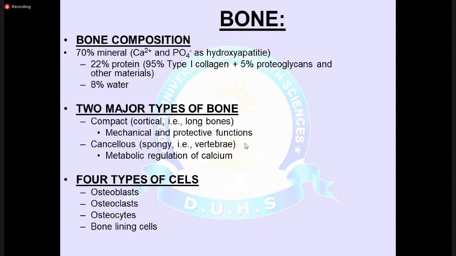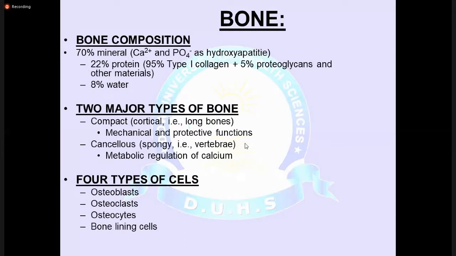Now coming to the types of bone. There are two types of bone, the compact bone and the spongy bone. The compact bone, also known as the cortical bone, is a hard and dense material forming about 80% of the bone in the body, and its main functions are mechanical function and protection of bone marrow.